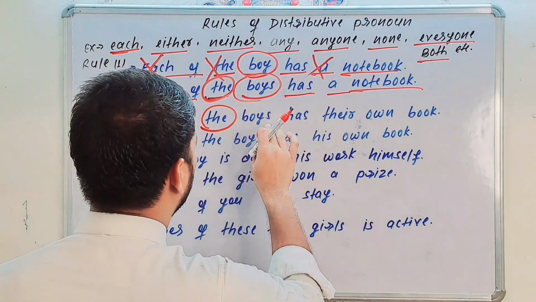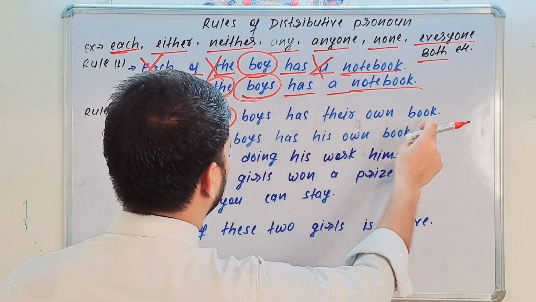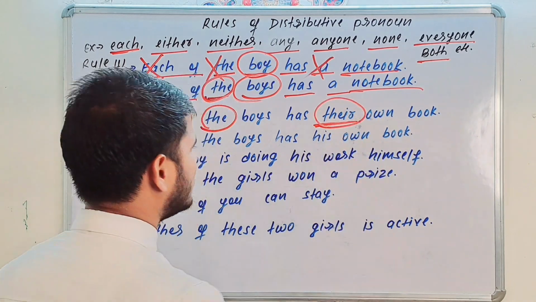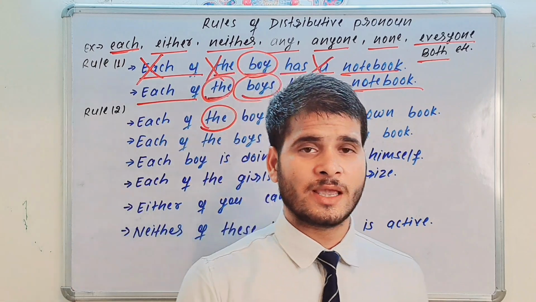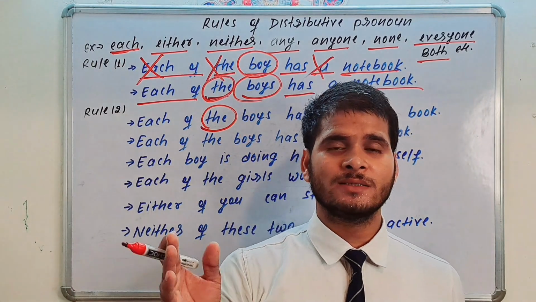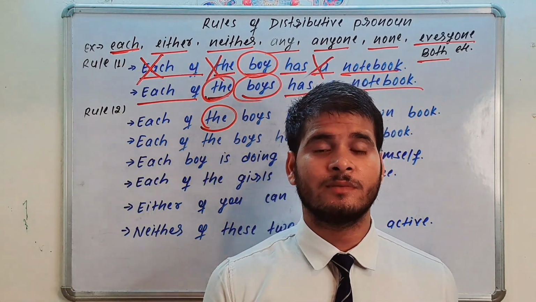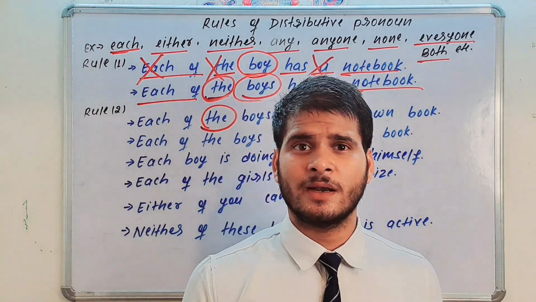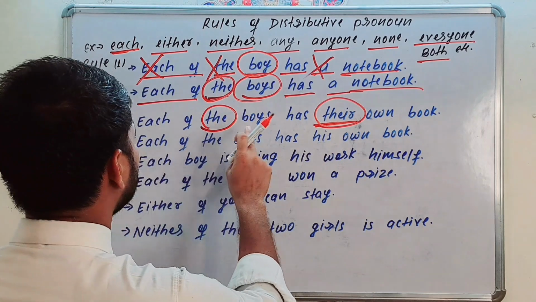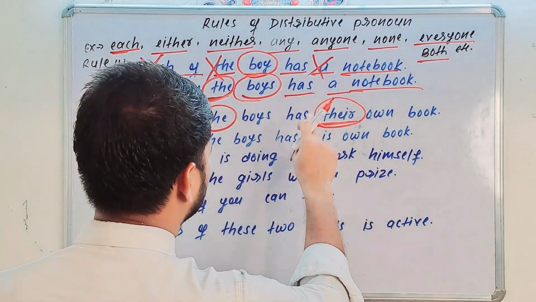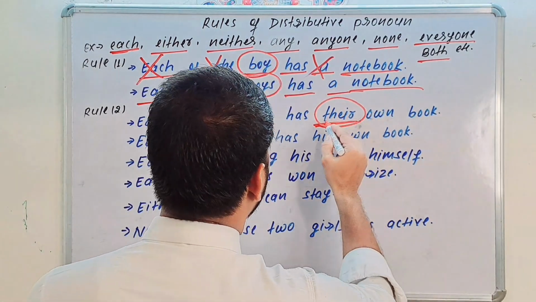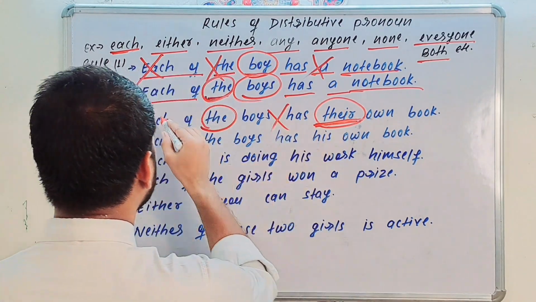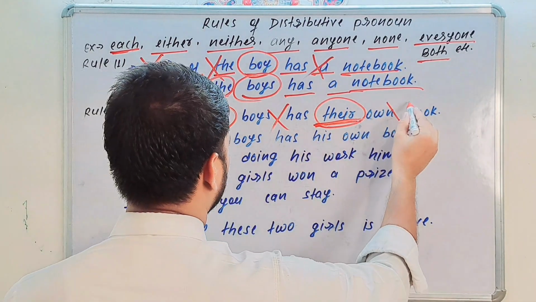And in the second, boys has their own book, but I made a mistake: I used a plural pronoun, and I just told you in the second rule that only a singular pronoun and singular verb are used with each, either, neither, or any singular noun. So each of the boys has his own book. Here I have used a plural pronoun, so that's why the first example is wrong.